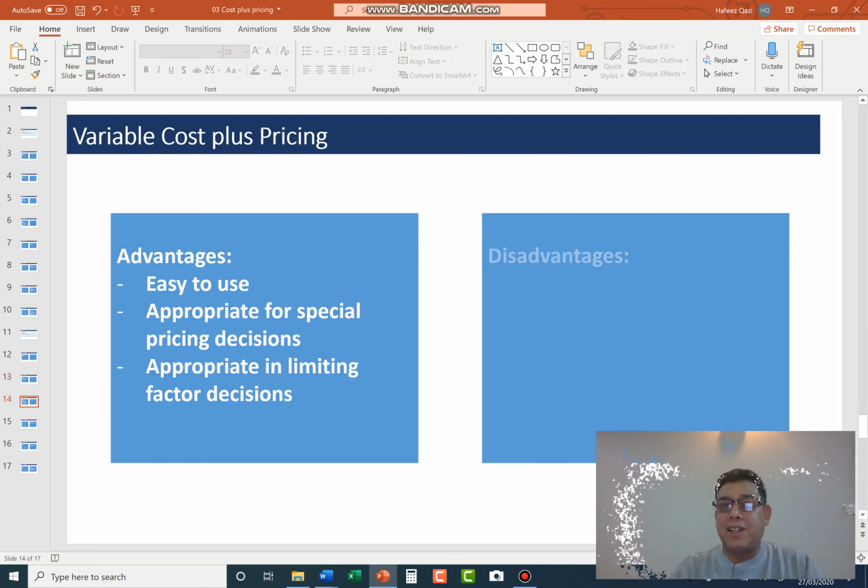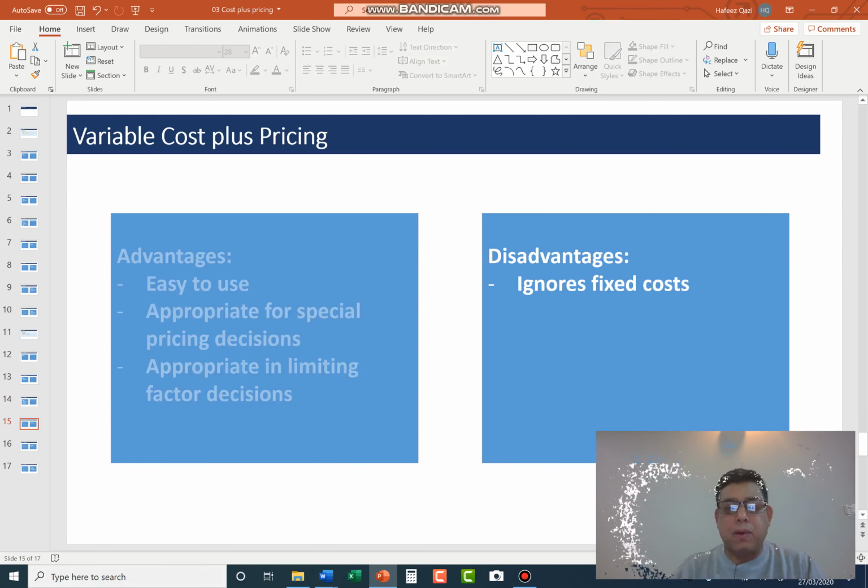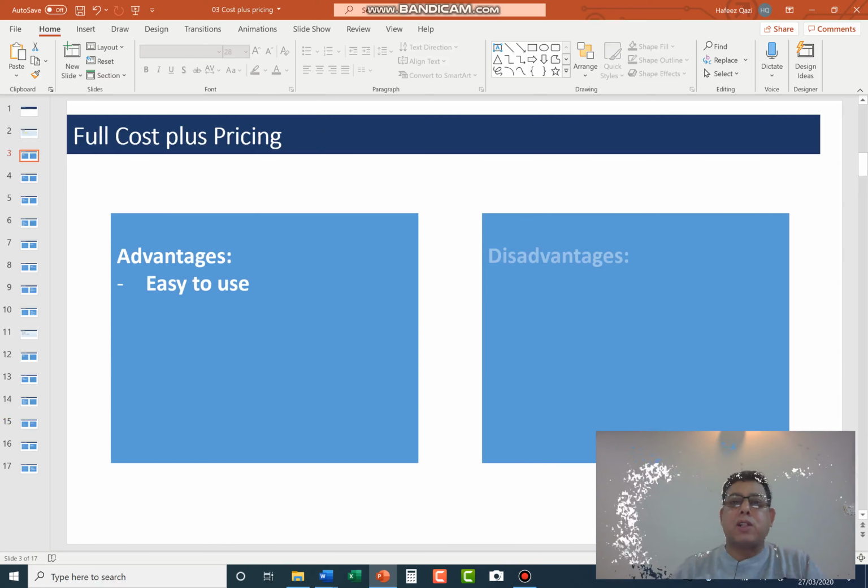It is also appropriate for limiting factor decisions. So when we run the limiting factor scenarios, or maybe you have read about them already, then the variable or marginal cost techniques are very helpful. Of course, there are some disadvantages: it ignores the fixed cost. Any selling price we charge to the customer does not include the fixed cost. So there is always a risk of whether our price is actually recovering the fixed cost or not. So the organizations have to be very, very careful when they use variable cost plus pricing.